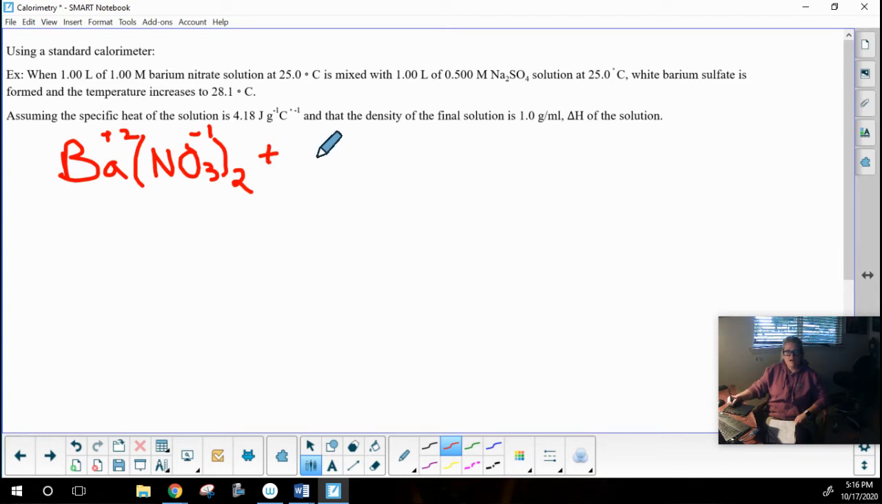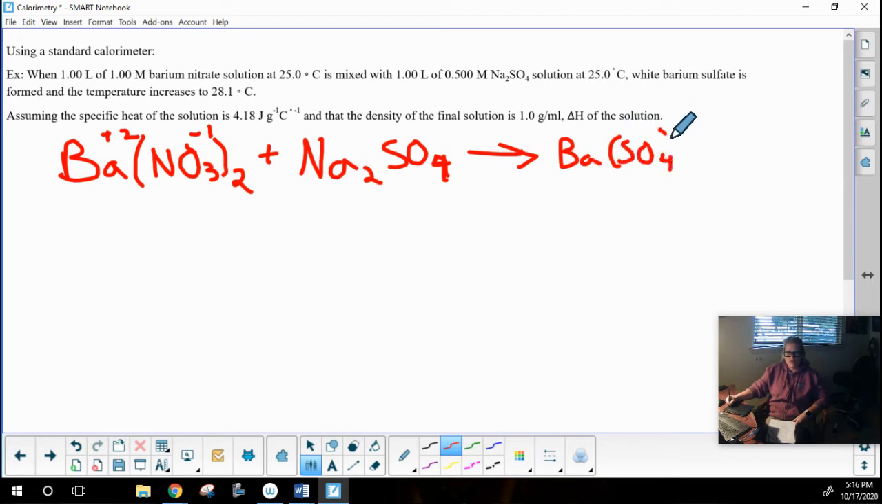plus sodium sulfate, and I gave you that formula, so I don't have to go through and do the charges. And it's a double replacement reaction where I'm going to create BaSO4, and the leftovers are going to be the sodium that pairs with the nitrate here. So I'm going to do plus NaNO3.